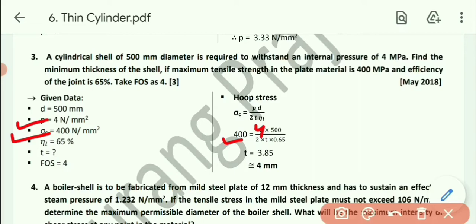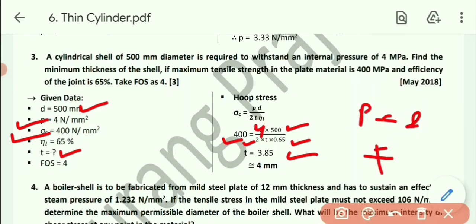One correction is there. Then the diameter D is 500 mm, divided by twice T, twice is constant, thickness is unknown, and eta is 65 percent, means 65 divided by 100, so we can say 0.65. By simplifying this, we get 3.85, or approximately 4 mm. That is one correction. Instead, by mistake I put down the value of P as 2, but it is not 2, it will be 4 Newton per mm square.